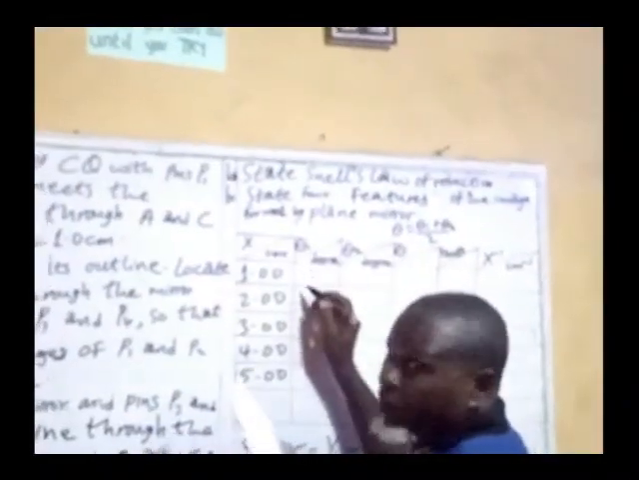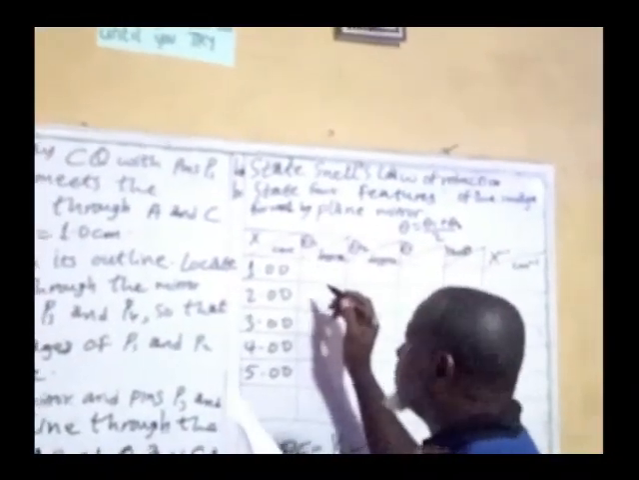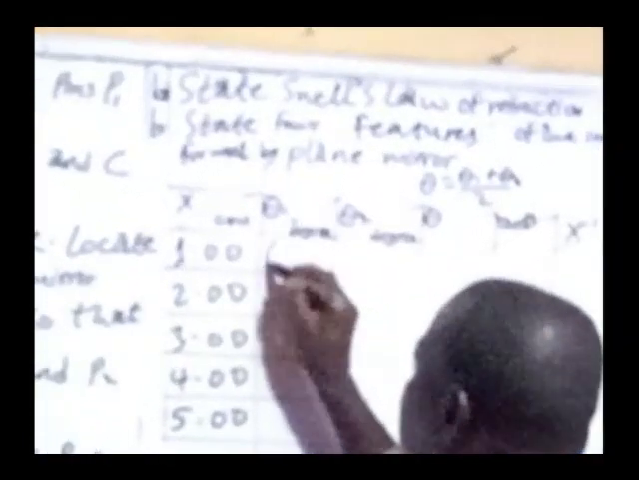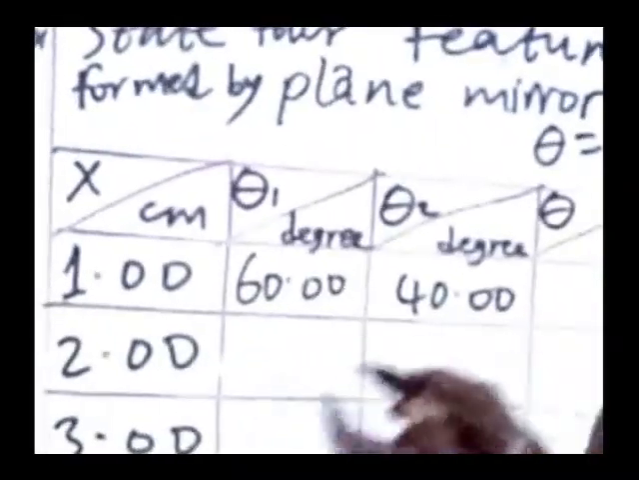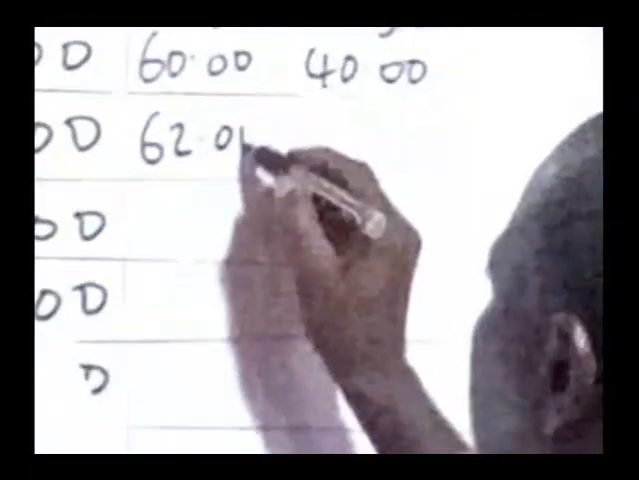So now let me record the value of theta. For S1, are you ready? Yes, sir. Theta 1 is 60.00, theta 2, 40.00. For S equal to 2, theta 1, 62.00, theta 2, 45.00.